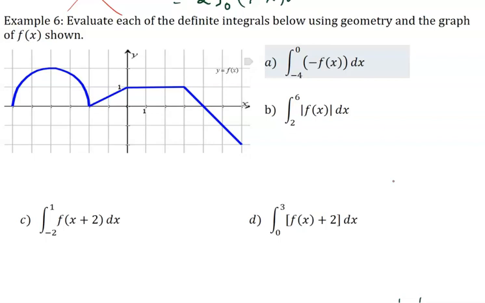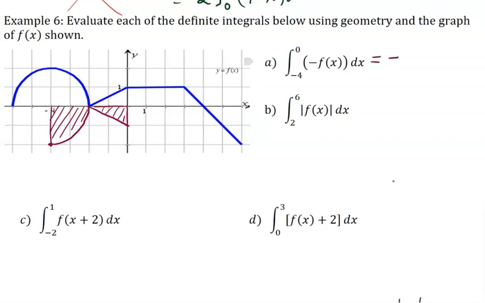Okay, well, let's think about what that function looks like. Negative f of x would be a vertical flip of this function. So essentially, from -4, which is right here, I'm going to reflect that point. I would have a quarter circle here, and then a line segment here. So if I integrate from -4 to 0 of negative f of x, I'm looking at this area and this area, and because those are below the x-axis, I will be subtracting both of those.